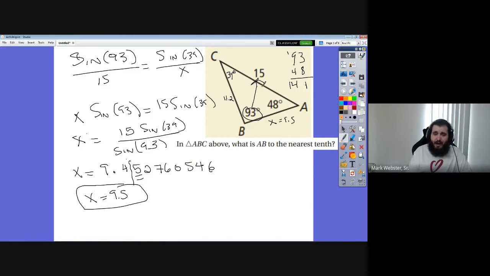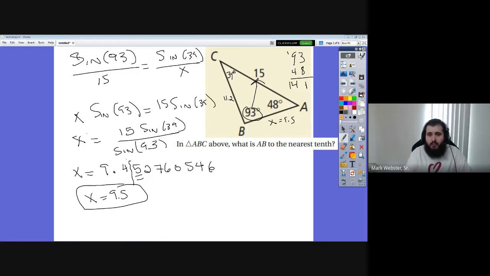Notice again how the angle and side match up. The biggest angle goes with the biggest side. The medium size angle goes with the medium side. The smallest angle goes with the smallest side. That is a fact, and that's one way you could use to check your work. If that's not true, you done goofed.